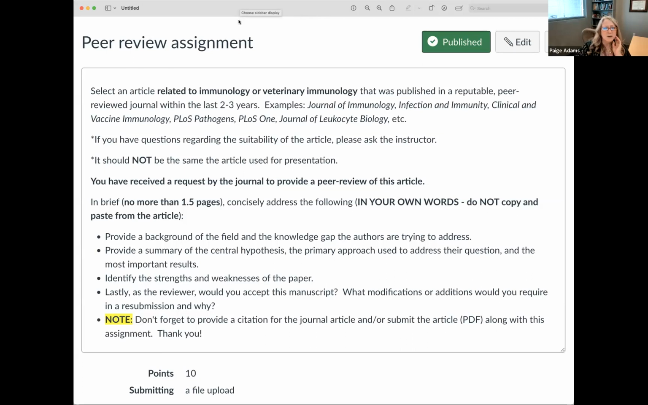Any questions on the peer review assignment? And also, again, don't forget to provide the citation for the journal article, or you can just submit the journal article along with your peer review assignment. Any questions before we get started?